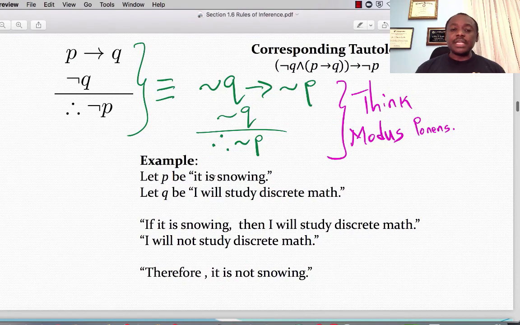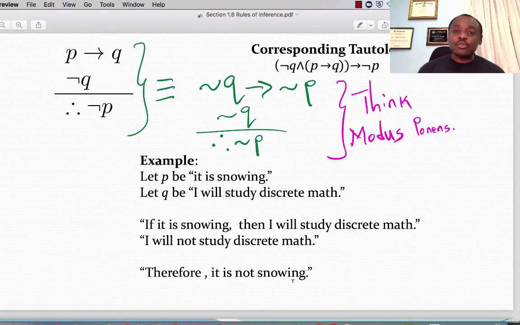Example, P is it is snowing, and Q is I will study discrete math. So what is P implies Q? If it is snowing, then I will study discrete math. What is not Q? I will not study discrete math. What is the obvious conclusion? It is not snowing. Okay? So that is modus tollens.